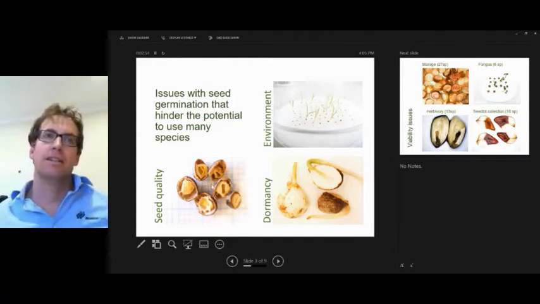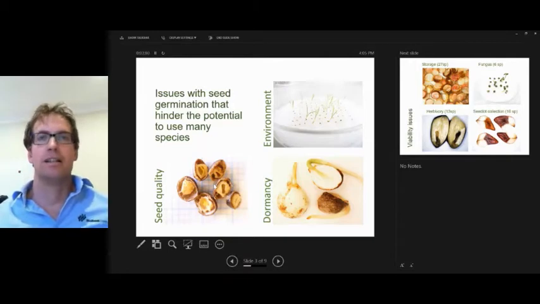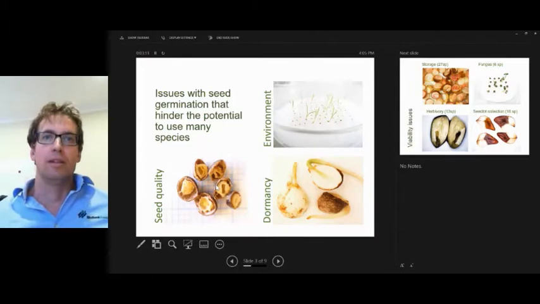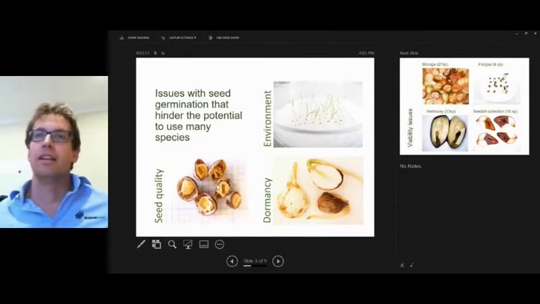Seed quality is a problem. Occasionally you are sent seed that someone has collected from a certain area and are expected to grow it, and we all know that if it's bad quality you won't get much of a result. And then a whole range of dormancy issues. So the seed may be viable, but it's got a tricky dormancy breaking scenario in order to get it to go.